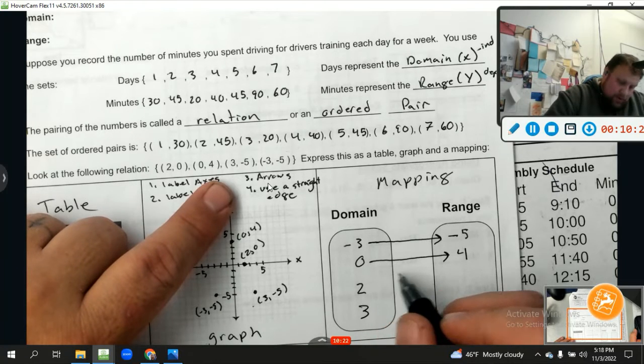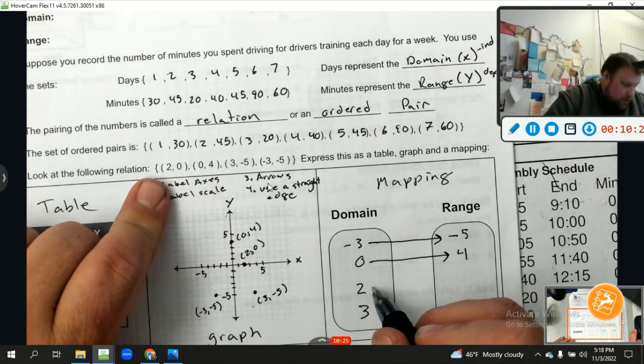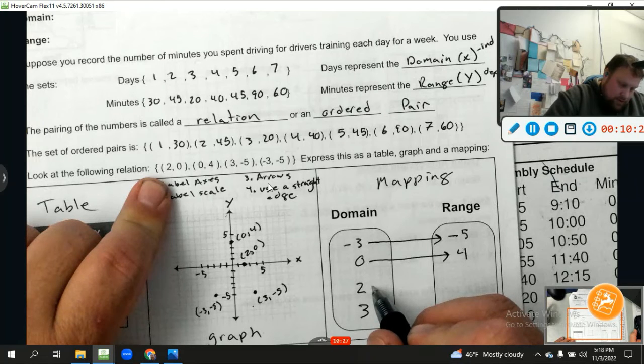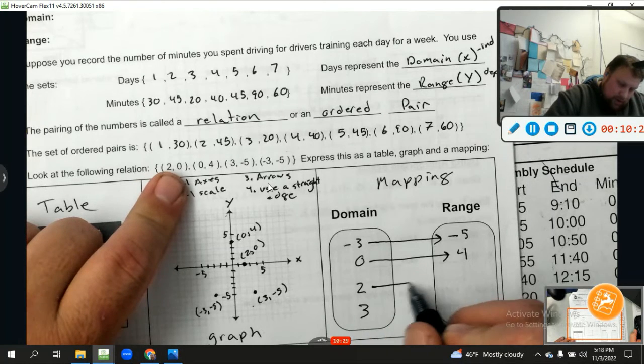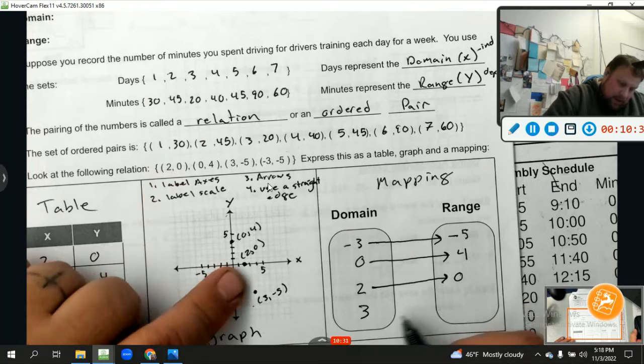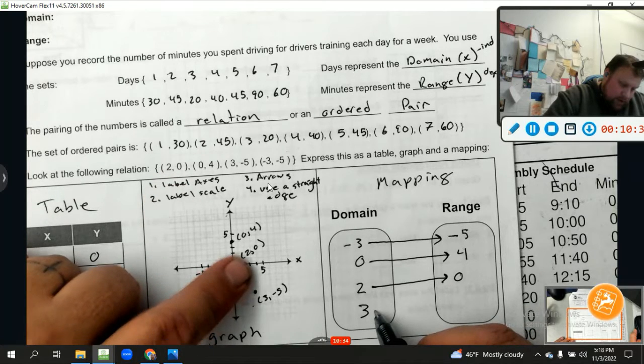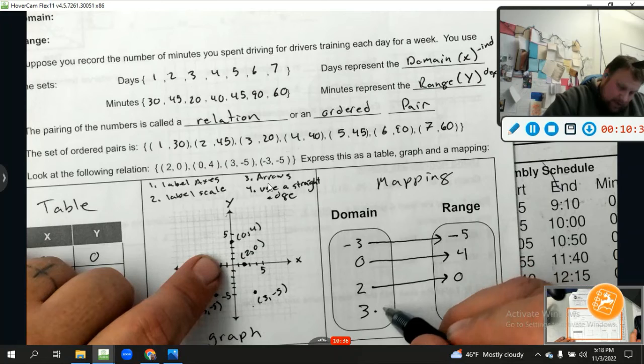What does 3 go to? Or I'm sorry, 2 go to? 2 goes to 0. And last, we have 3 going to negative 5 as well.